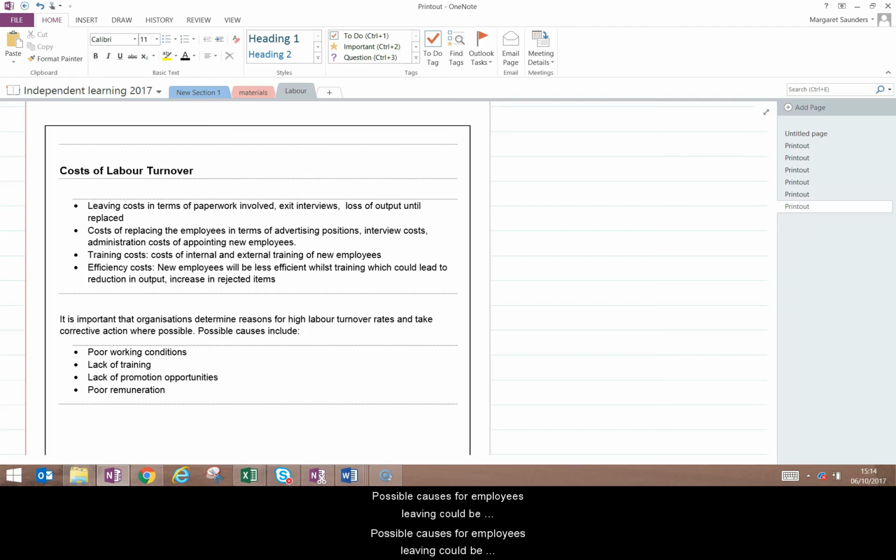Possible causes for employees leaving could be poor working conditions. It could be they feel that they have had a lack of training. It could be a lack of promotion opportunities, or finally, poor remuneration. So where possible, these need to be addressed so that the labour turnover rate can be brought down and the organisation has an efficient workforce.